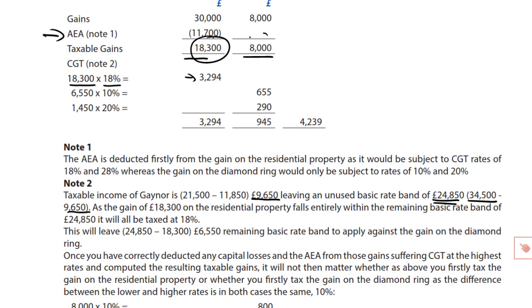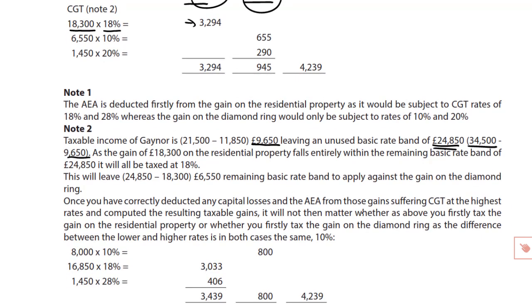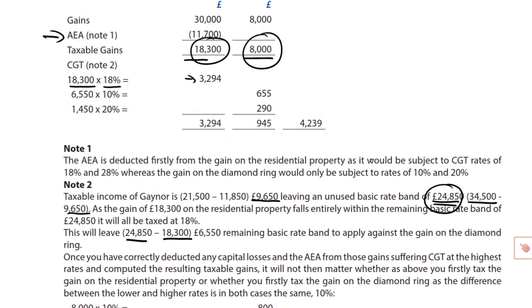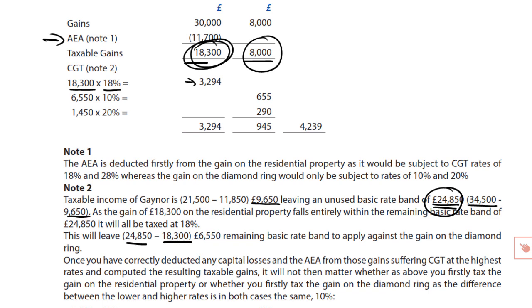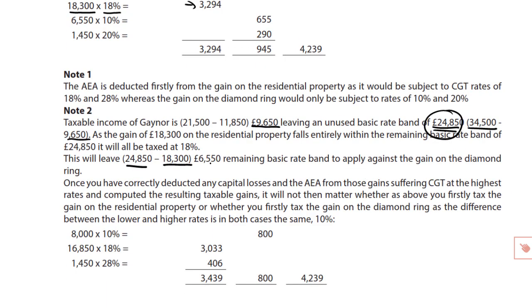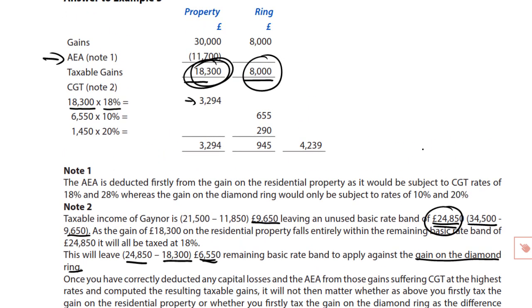3,294. We now move on to our remaining taxable gain of 8,000. We'll work out how much of the basic rate band limit still remains. We had 24,850. We've just used 18,300 here on the residential property. So that leaves us 6,550, and that will go against the gain on the diamond ring. So 6,550 at 10%, 655.